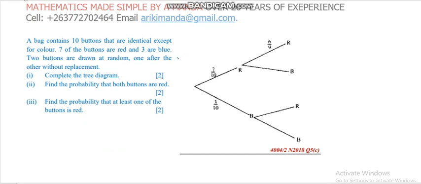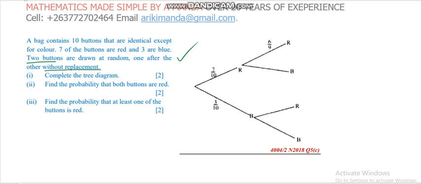The teacher will read: a bag contains 10 buttons that are identical except for color. 7 of the buttons are red and 3 are blue. 2 buttons are drawn at random, one after the other without replacement. So this means this is probability without replacement. Let's quickly rush to our question.